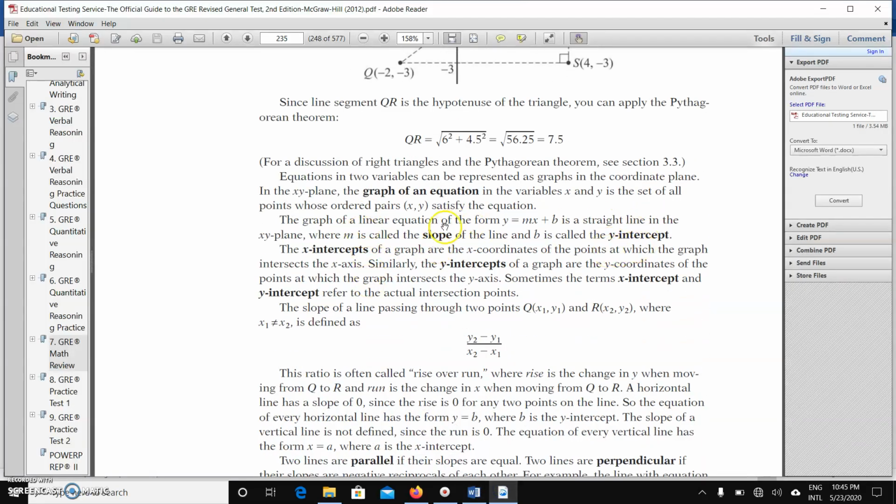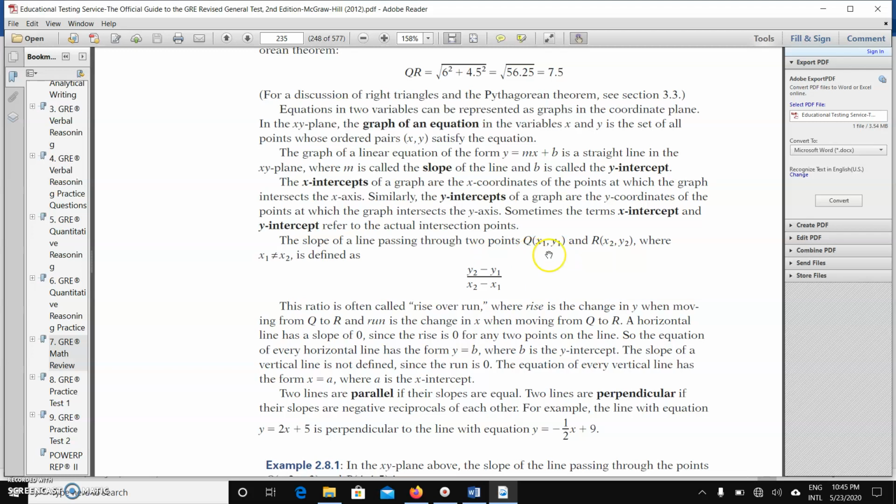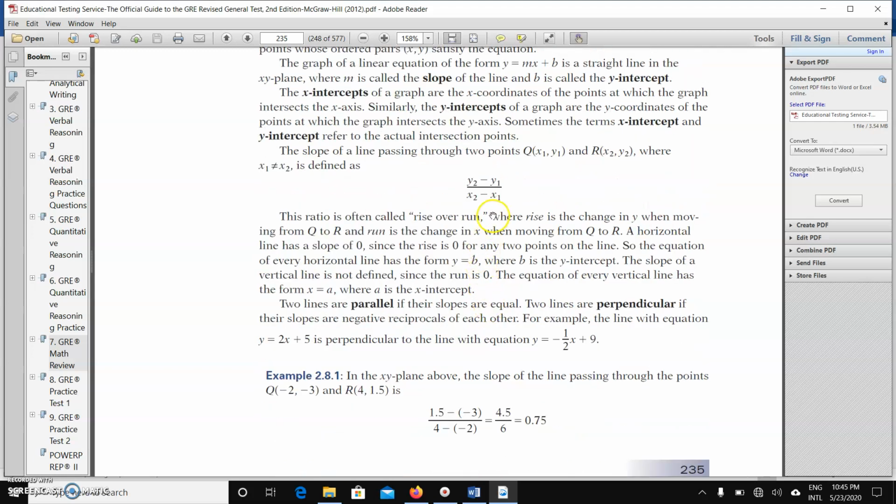So you have to understand the standard linear equation form, and the form is y equals mx plus b. B is the y-intercept, x is the x value, m is the slope, y is the total value. So you add mx plus b together, it gives you y. Another thing I want to talk about is the slope. If you have 2 points on the graph, you can calculate the slope. And this is the formula: y2 minus y1 over x2 minus x1.